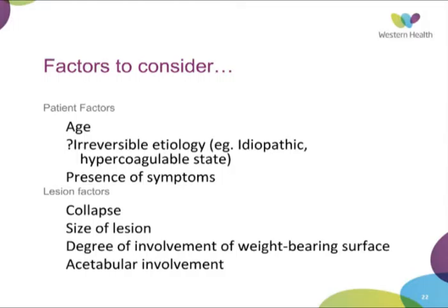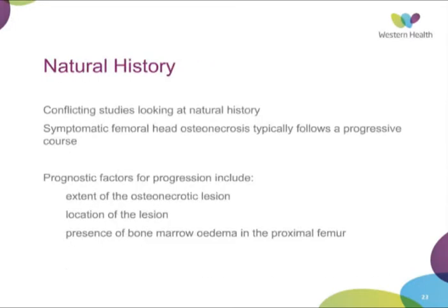The natural history, there's quite a few studies out there looking at natural history, which I thought was quite uncommon for most orthopedic conditions, that we commonly think we know the natural history, but there isn't evidence out there for the natural history. But overall, I think most of us think that symptomatic femoral head osteonecrosis will get worse in time. And the progressive nature of this, and in terms of factors important, are the extent of the lesion, where the lesion is, and very importantly, whether there's bone marrow edema in the proximal femur, which is highly prognostic, or whether it will progress.